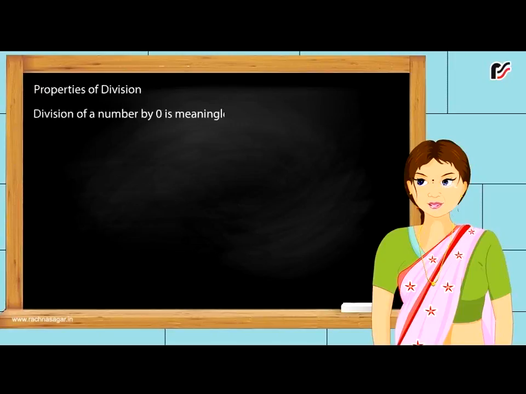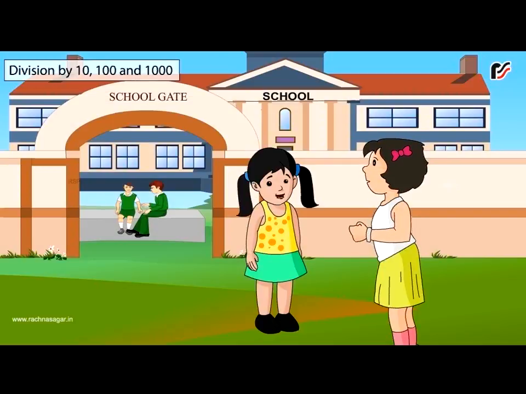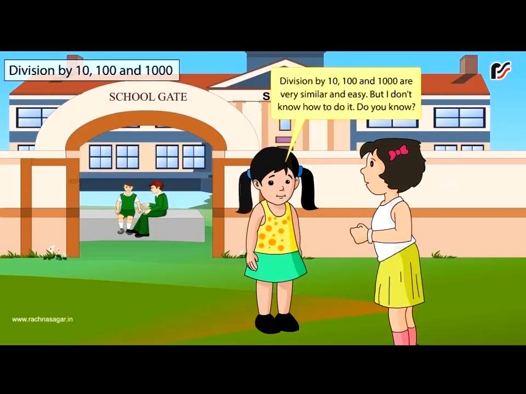Division of a number by 0 is meaningless. Example, 35 divided by 0 is equal to no meaning. 65 divided by 0 is equal to no meaning. 0 divided by a number gives 0 as the quotient. Division by 10, 100 and 1000.